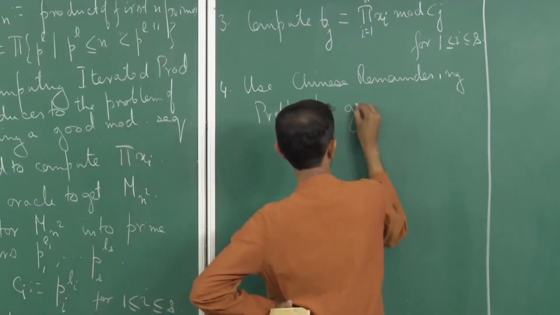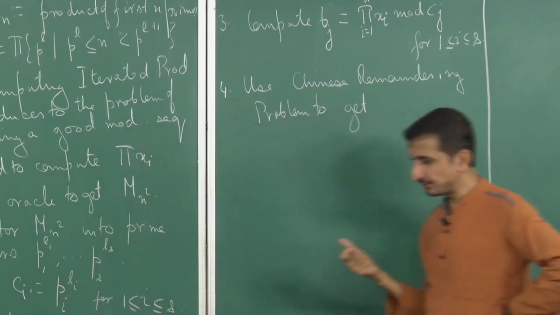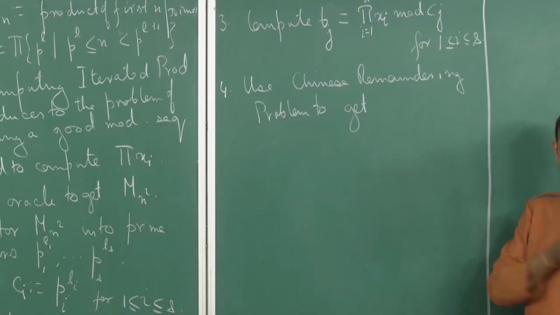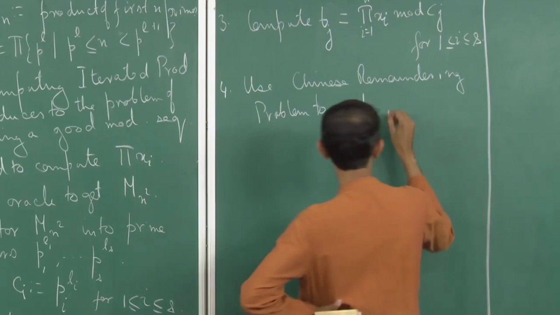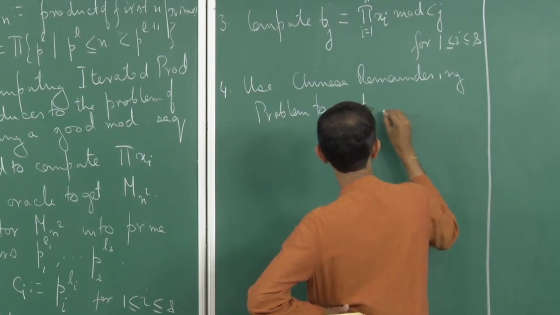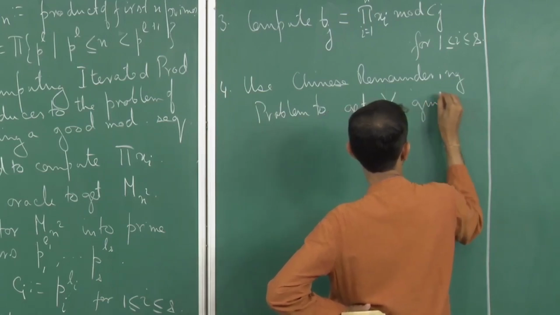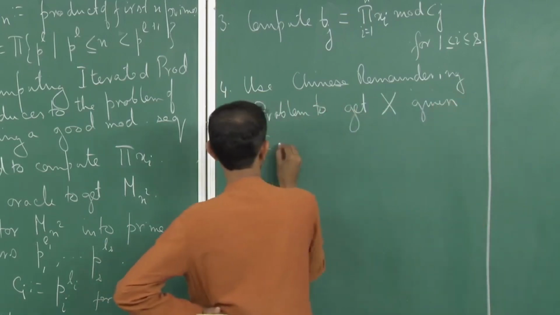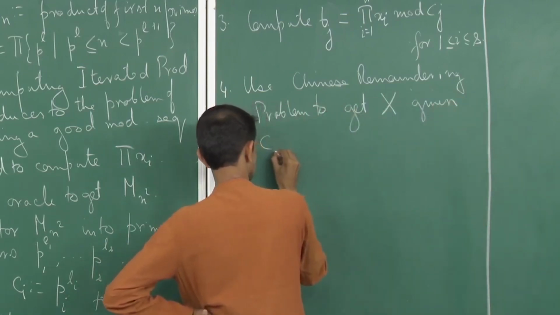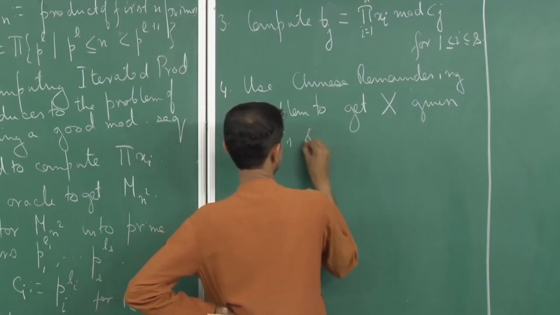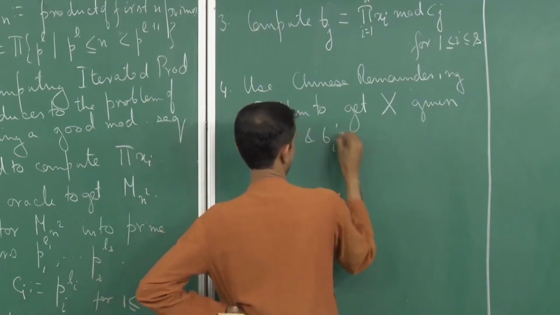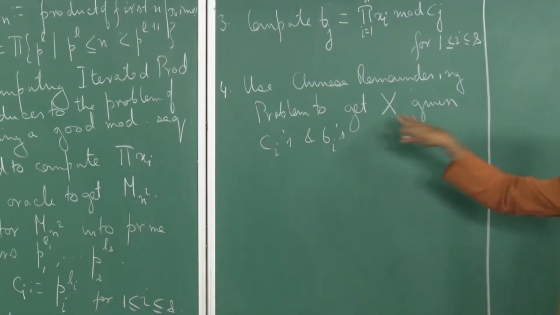to get... What does Chinese remaindering output? It outputs this number x. For the time being, let me just call it capital X. So, to get X given these Ci's and Bi's, what property does X have?